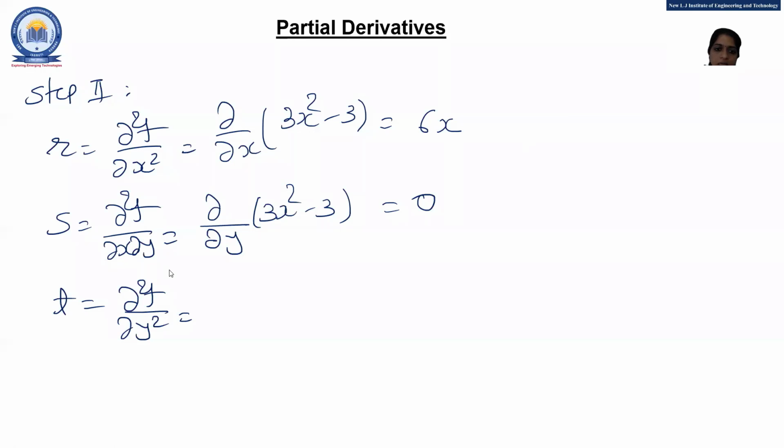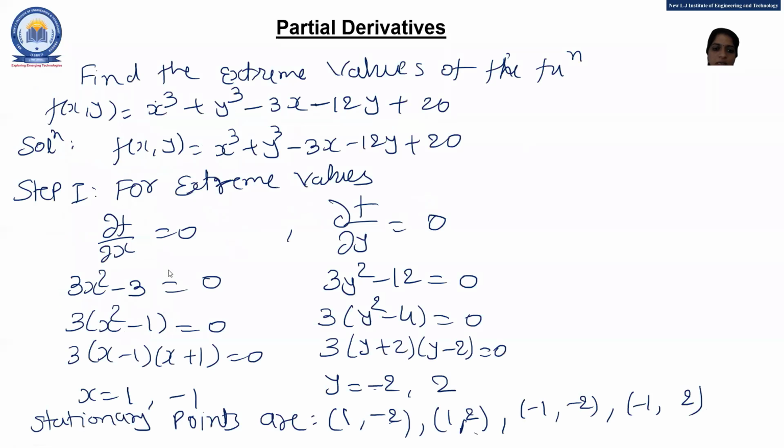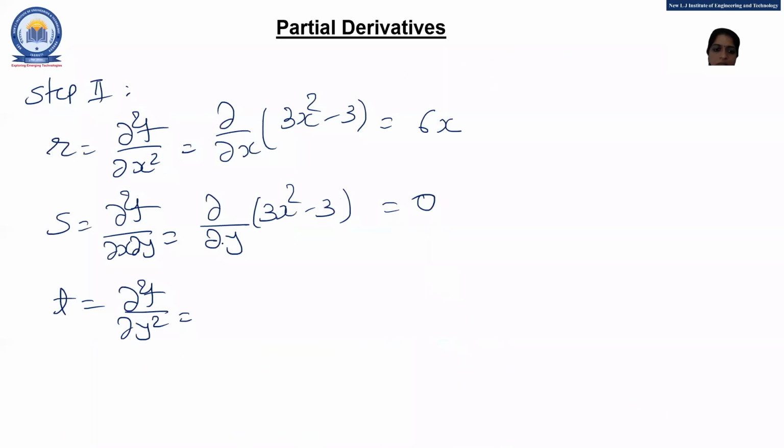And T, that is del square f by del y square. So what is my del f by del y? My del f by del y is 3y square minus 12. So here del by del y of 3y square minus 12, that is 6y, right? So these are the values of R, S and T.